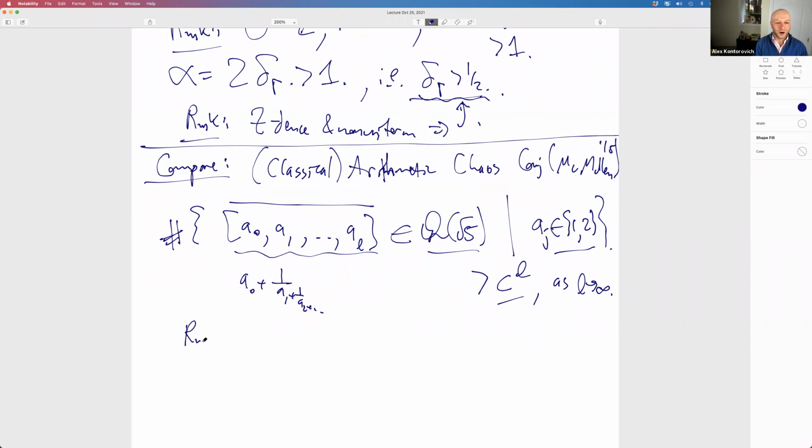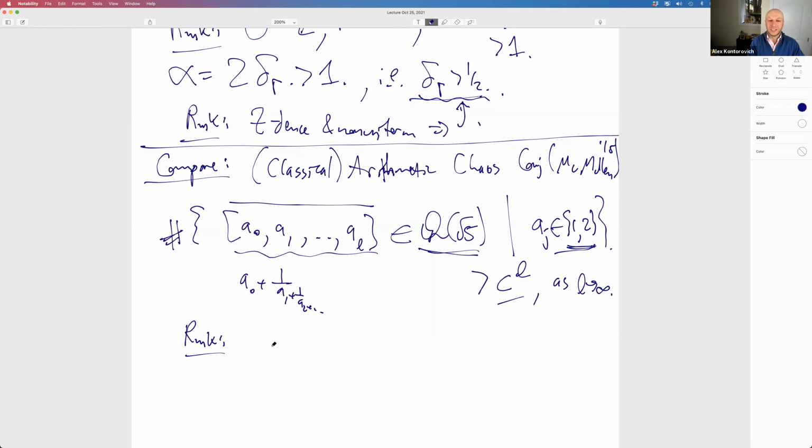Some remarks. It doesn't have to be 1 and 2. You can take 1, 2, 3 up to 100 or something if you're interested. This is the simplest instance of this conjecture, but he conjectured something more general in that it doesn't have to be Q adjoin root 5, and more flexible in that it doesn't have to be 1 and 2. You can allow larger alphabets.